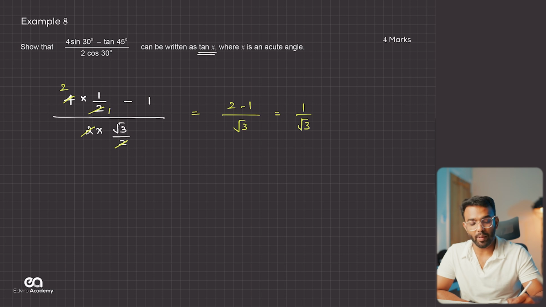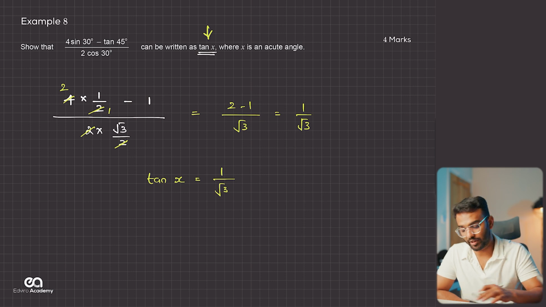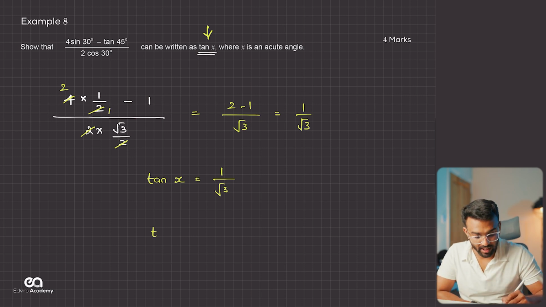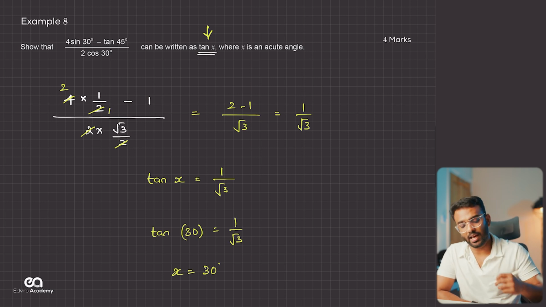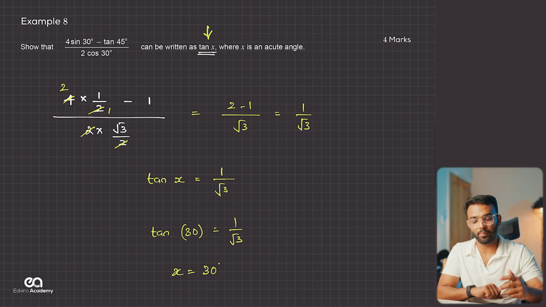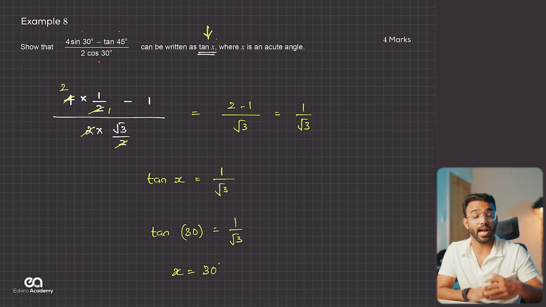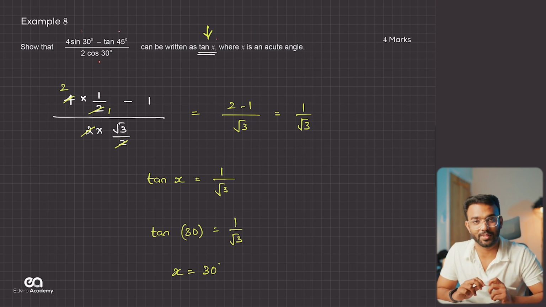Does anyone remember what 1 by root 3 is? It says we're going to put it into tan of x. So basically, tan of something is equal to 1 by root 3, okay? And if you know that, tan of 30 equals 1 by root 3. So the value of x must be 30. Again, guys, this is coming from exact trig values. You need to remember all the values for sine 30, tan 45, cos 30, and tan of 30. Only then will you be able to solve this question.